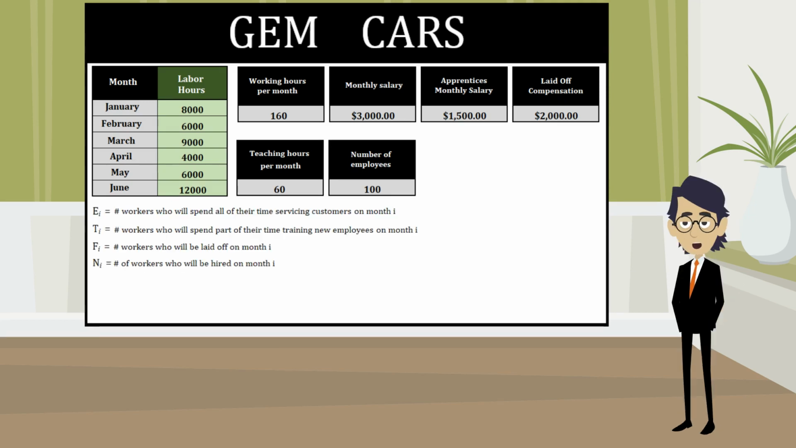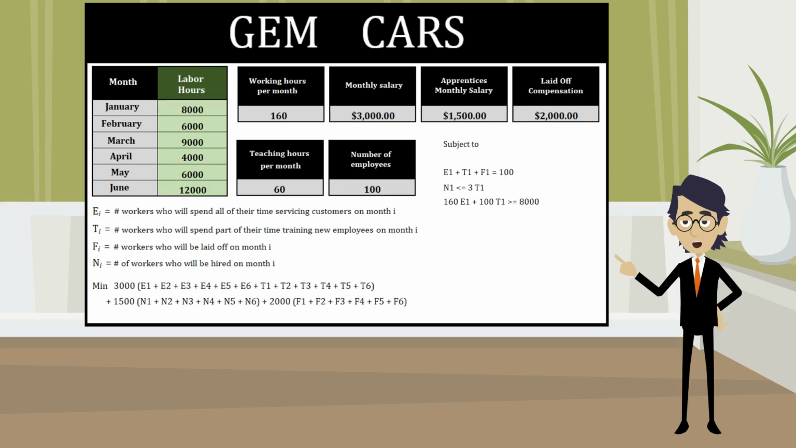The objective is to minimize the costs. These costs are the salaries of the employees, layoff compensations, and the new hirings. Therefore, our objective function is the following. Now, let us consider the constraints for the first month.